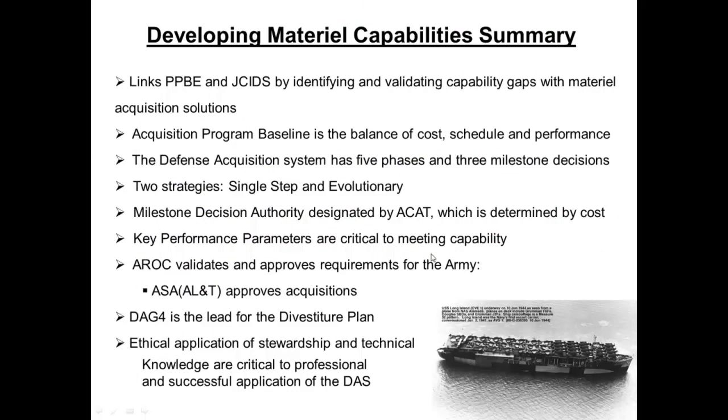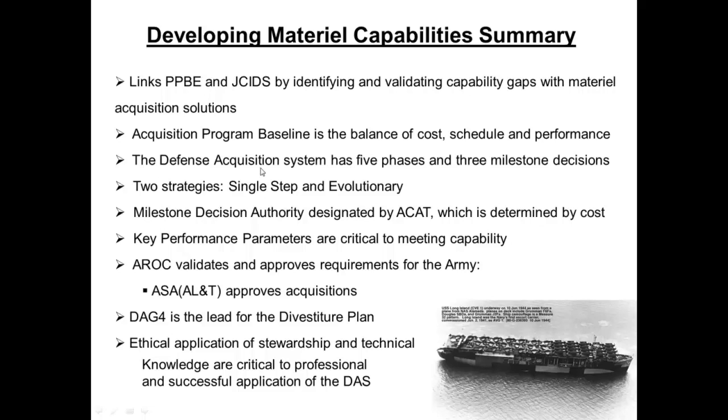Okay, and then here's the summary. We've talked about how we link the PPB and the JSIDS with this when we start buying things. PPB tells us how many we can buy, what we need to buy. So it's kind of a constant loop. PPB, the programming phase, tells us how many we can buy. The acquisition system tells us how much it's going to cost, which feeds into how many we can buy, which feeds into the cost. JSIDS tells us what we need to buy. The acquisition program baseline is that balance between cost, schedule, and performance.